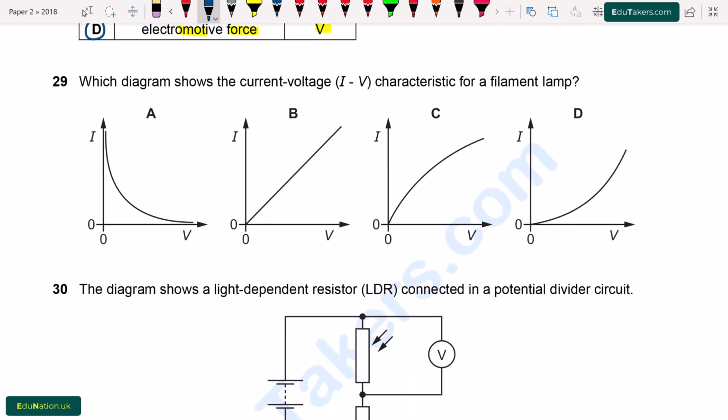Question number 29. Which diagram shows the current voltage IV characteristic for a filament lamp? So a filament lamp does not obey Ohm's law. It means that the current and voltage characteristic is not a straight line. So option B is incorrect. First of all, here I consider the filament lamp. When the potential difference increases, then the temperature of the thin wire inside the bulb also increases, due to which the increased oscillation of the ions in the filament takes place and it makes it harder for the electrons to pass through. So only option C is the correct one.